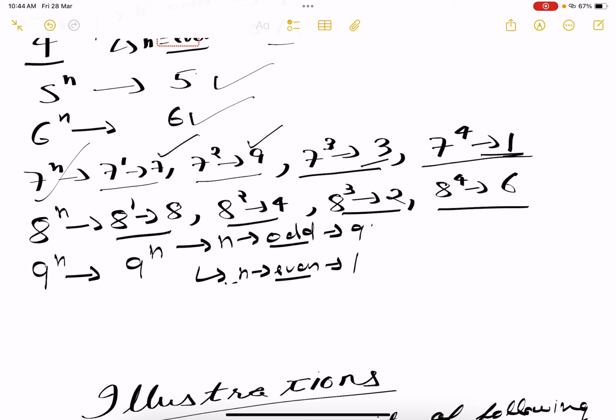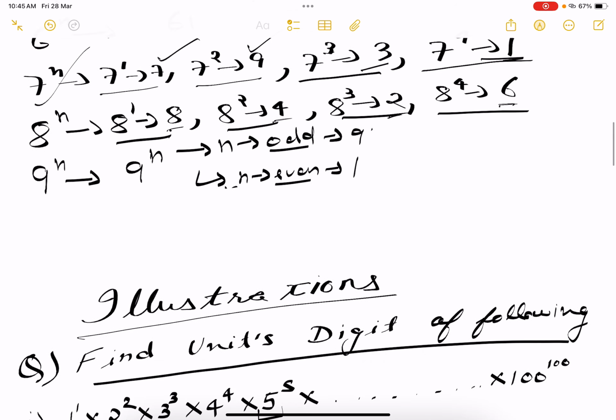Now for any number which has a unit digit of 8 and the number has the power n, if n is equal to 1, then unit digit is 8, if n is equal to 2, unit digit is 4, if n is equal to 3, unit digit is 2, and if n is equal to 4, unit digit is 6. For any number which has its unit digit as 9 and its power is n, if the power n is odd, then unit digit would be 9, and if power n is even, then unit digit would be 1.